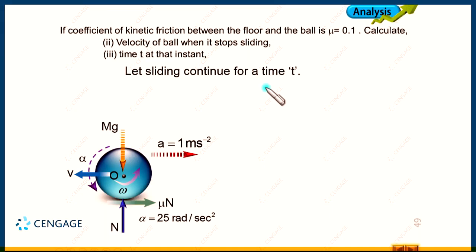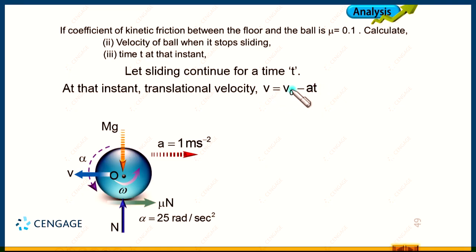That means we need to calculate the instantaneous velocity at any time. We know the acceleration, we know the initial velocity. So, here we can write v equal to u plus at, that is v equal to v naught minus at. So, we can write the equation of the kinematics and we can substitute the value of v naught, a, and t is unknown. So, this is the velocity of the center of mass of the ball at time t.